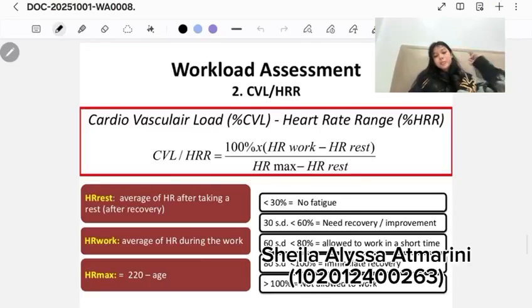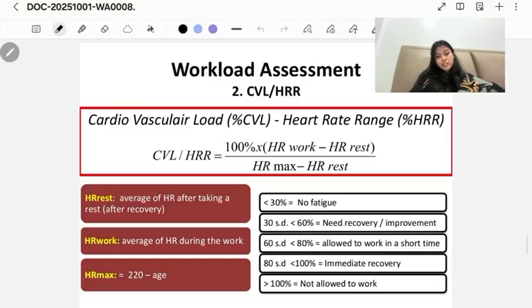Now I will explain about CVL or HRR. First, I will explain why we need to measure cardiovascular strain. When workers perform physical tasks such as lifting, pushing, or standing, the heart rate increases. To know whether the workload is safe and sustainable, we need to measure the cardiovascular load.